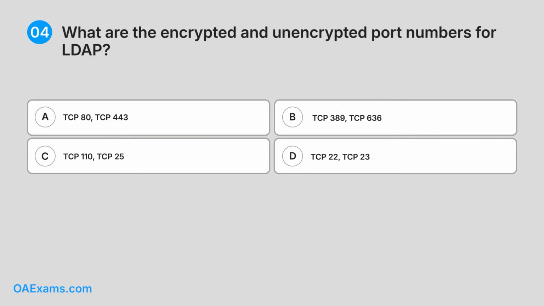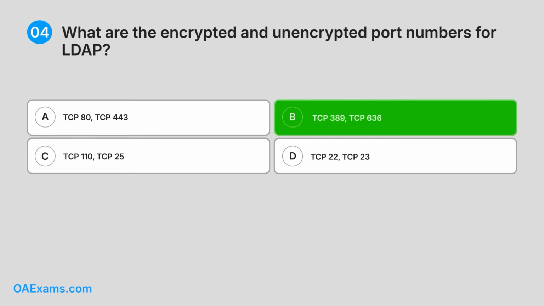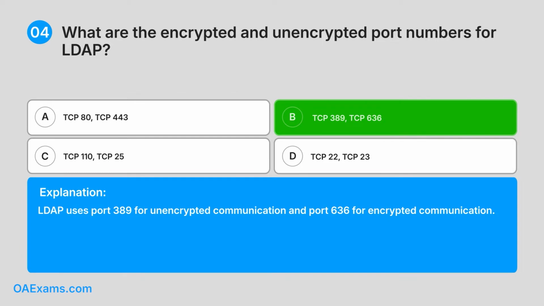4. What are the encrypted and unencrypted port numbers for LDAP? A. TCP 80, TCP 443. B. TCP 389, TCP 636. C. TCP 110, TCP 25. D. TCP 22, TCP 23. What do you think is the answer? Correct answer: B. TCP 389, TCP 636. Explanation: LDAP uses port 389 for unencrypted communication and port 636 for encrypted communication.